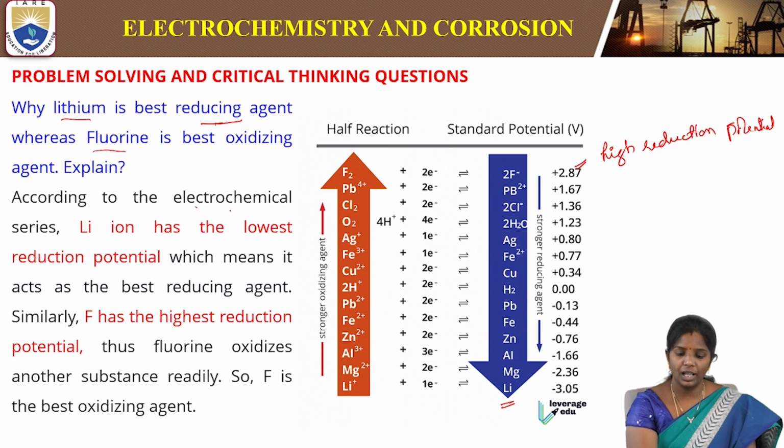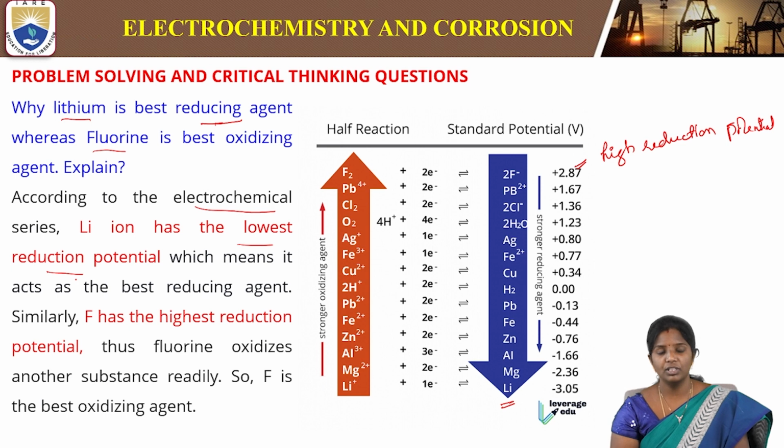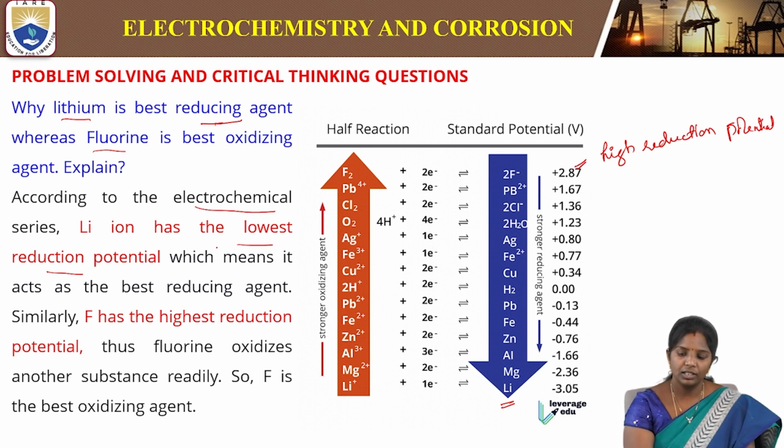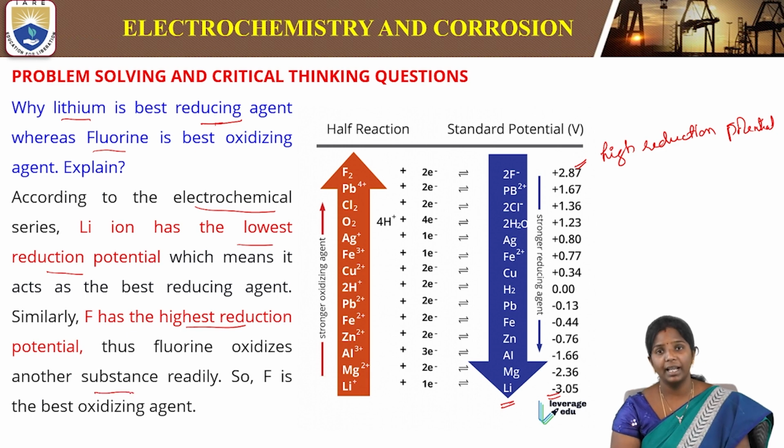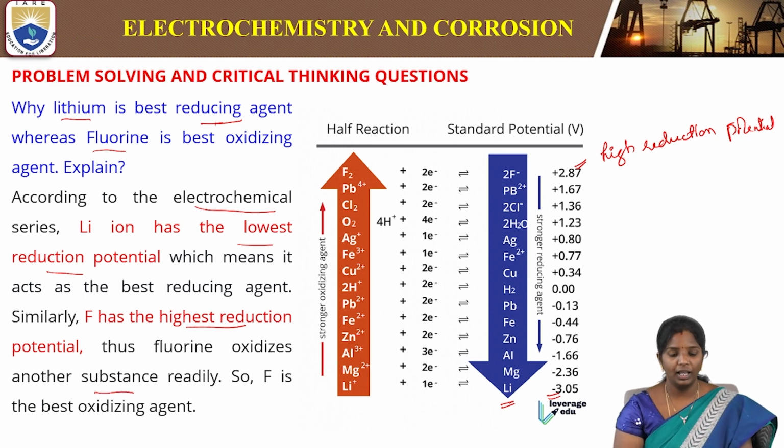So according to this electrochemical series, lithium has the lowest reduction potential, which means it acts as the best reducing agent. Lowest reduction potential, best reducing agent. And fluorine has the highest reduction potential, so therefore it acts as an oxidizing agent. So this is how we have to remember the reduction potentials. The positive is very high compared to the negative potential, so therefore the lowest reduction potential is the best reducing agent.